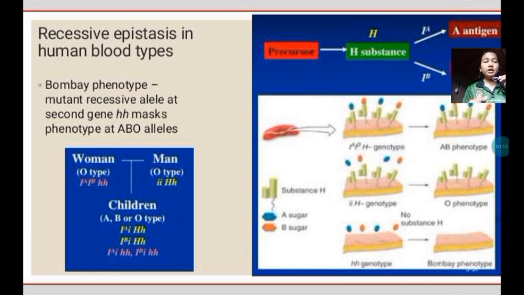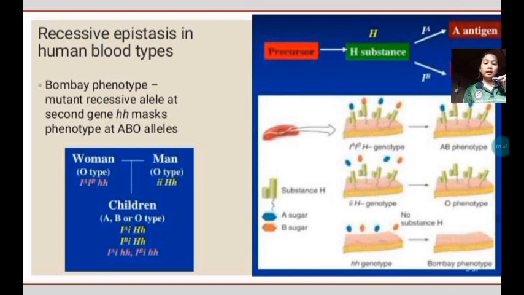Because h is epistatic to I, rare individuals may appear to have blood type O despite having an I^A or I^B allele. When the masked I allele is expressed in their progeny, these people may be surprised by the child's blood type.